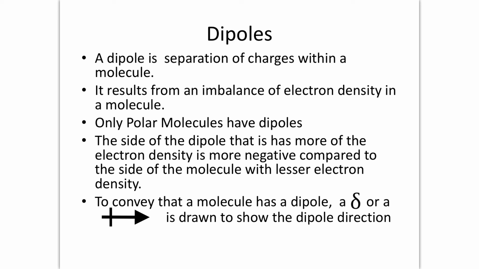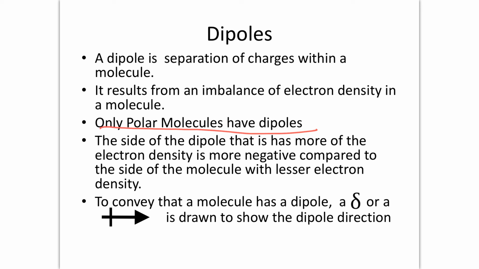So polar molecules have dipoles, and dipoles are just separations of charges within the molecule. The molecule itself is still neutral, electrically neutral. The electrons are all still on the molecule, they just move to one side or not. That's all. So again, the dipole results from an imbalance of electron density. Only polar molecules have dipoles. If you say where's the dipole in a nonpolar molecule, there isn't any, because there's no imbalance of electron density.